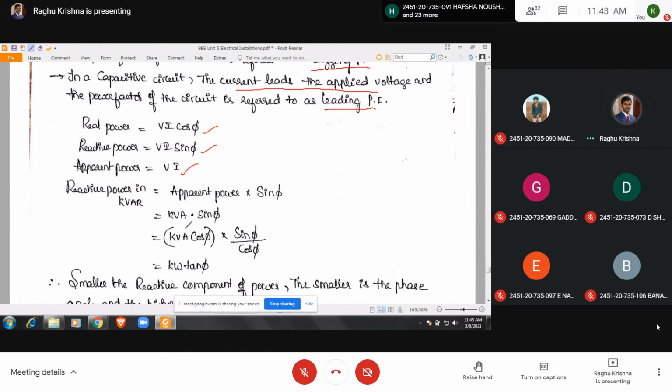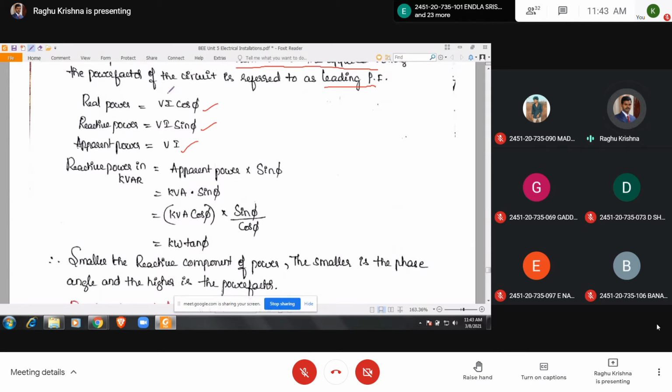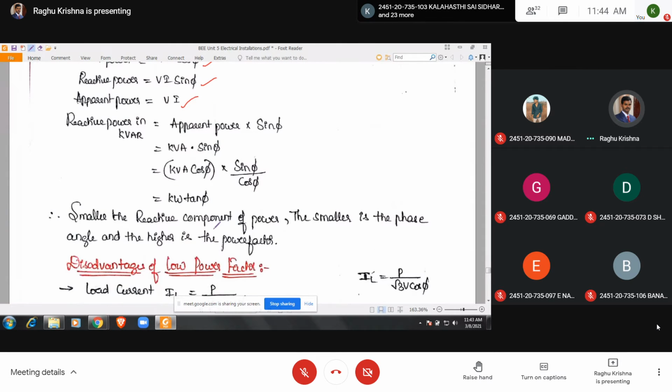Here you multiply and divide with cos phi. So kVA into cos phi is VI cos phi. What is VI cos phi? True power, and the unit is kilowatt. So reactive power is kilowatt into tan phi. There is importance in getting this expression.